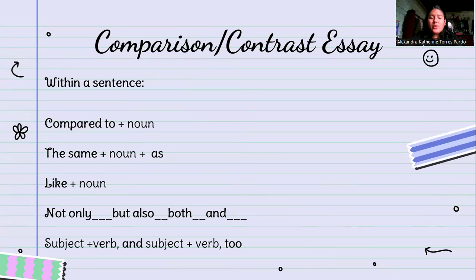Not only, but also, but and. People not only ski, but also skate in Austria. Subject plus verb and, subject plus verb too. China is a producer of rice, and India is too.